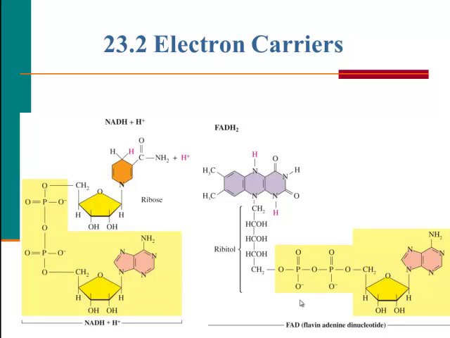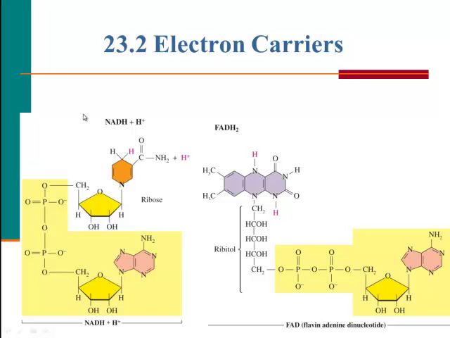So in this last part of chapter 23, we're going to talk about what happens with these high energy electron carriers that we've been generating in both glycolysis and the citric acid cycle. You'll hopefully remember that both NADH and FADH2 are high energy molecules that have enough energy to produce multiple molecules of ATP.